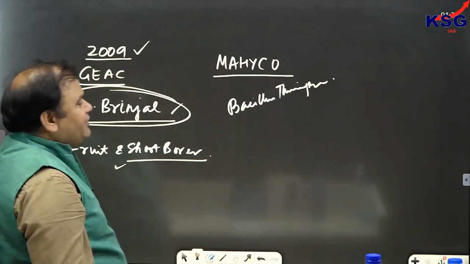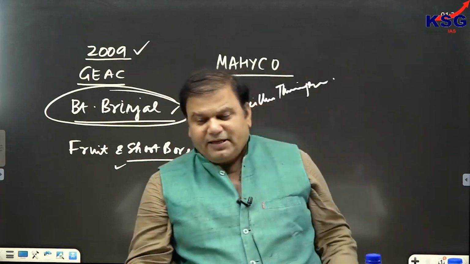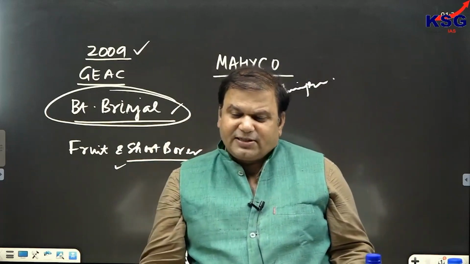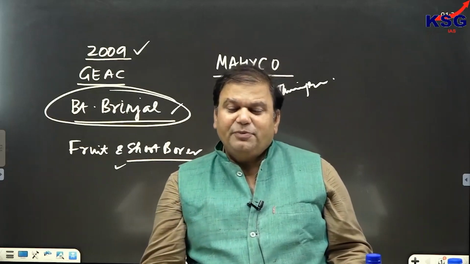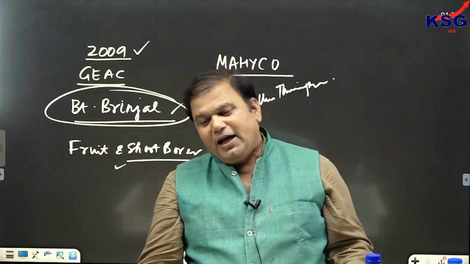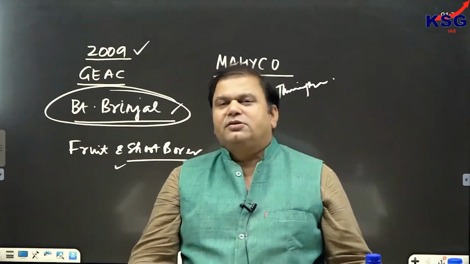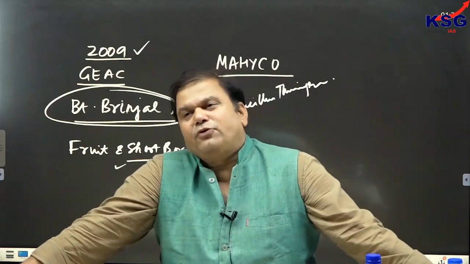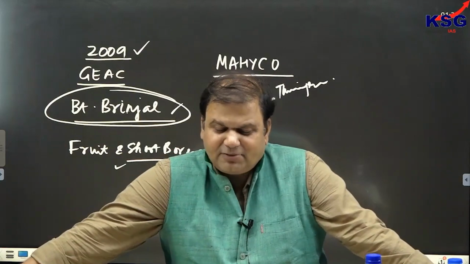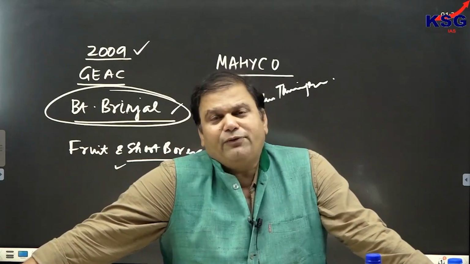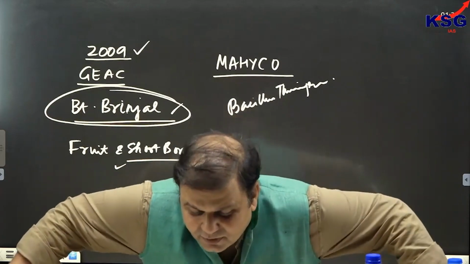And that's why Mr. Jairam Ramesh, the then Environment Minister, was responsible for imposing a moratorium, a ban on the cultivation of BT brinjal at that time. Had it not been imposed, it would have become the first transgenic food crop to be cultivated in India. Recently, the Government of India gave approval for the cultivation of GM mustard. Clear? GM mustard.